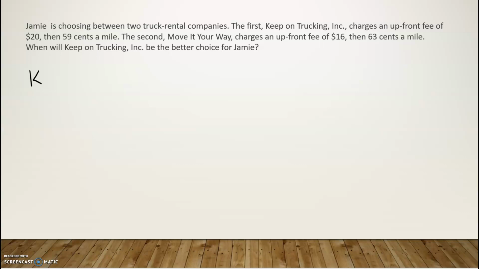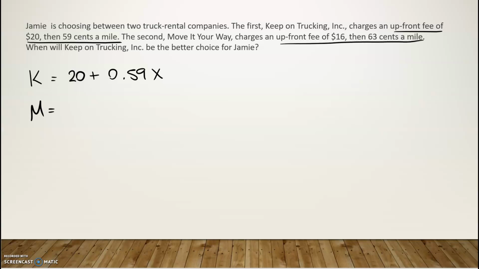So for Keep On Trucking, I'm just going to label with a K. The cost function for that would be, it says $20 flat fee, then 59 cents for every mile they go. So we're going to let X be the number of miles they drive. So it's going to be $20 flat fee plus 59 cents per mile, and we're going to say that X is miles. And then Move It Your Way charges an upfront fee of $16 plus 63 cents for every mile. So we'll label that X for miles.